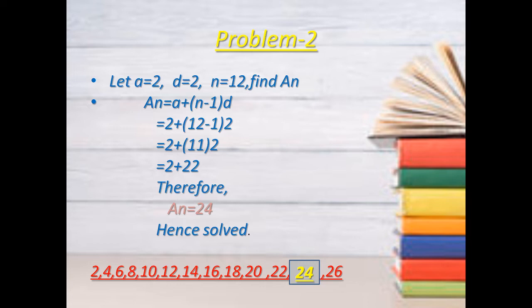I have also written the sequence. As a is 2 and the difference is 2, a is 2, 2 plus 2 is 4, 4 plus 2 is 6, 6 plus 2 is 8, 8 plus 2 is 10, and so on up to the 12th term. The 12th term is 24, so I have highlighted 24. I think everybody understood how to calculate the nth term of an arithmetic progression.